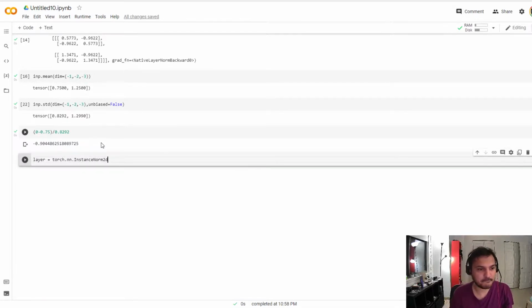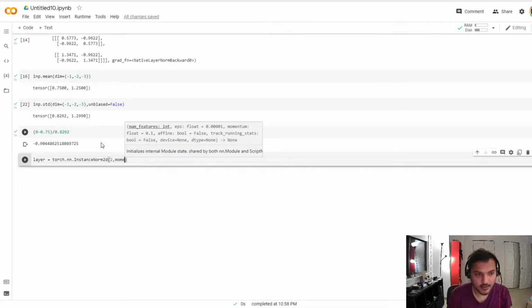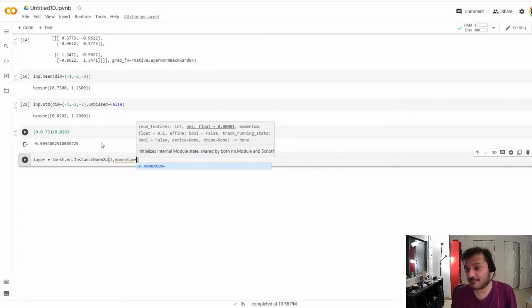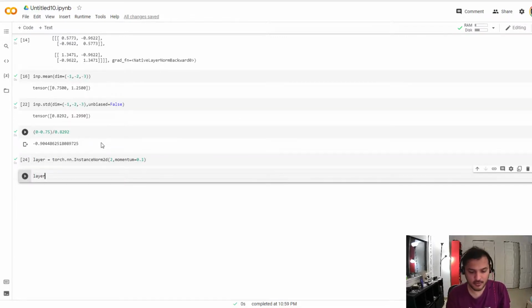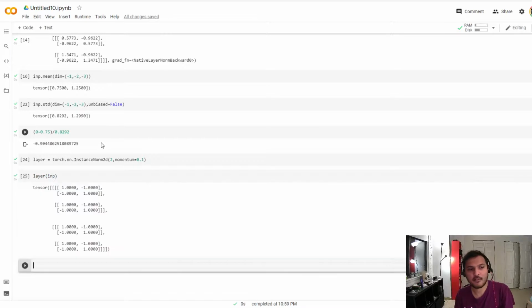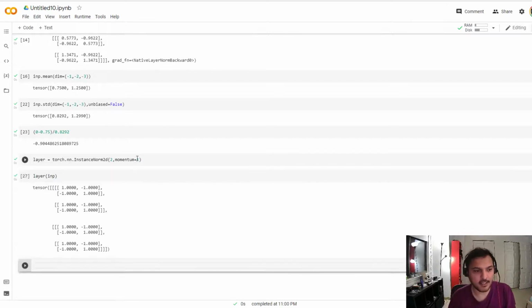Instance norm 2D, and the number of features are 2, because that's the number of dimensions that I'm using, and then I'll show you what momentum 0.1 does this time. All right, so now let me compute the input. Actually, the momentum wouldn't affect it, but I'll show you momentum later. Let me keep momentum 1 because I think it should be independent of momentum.